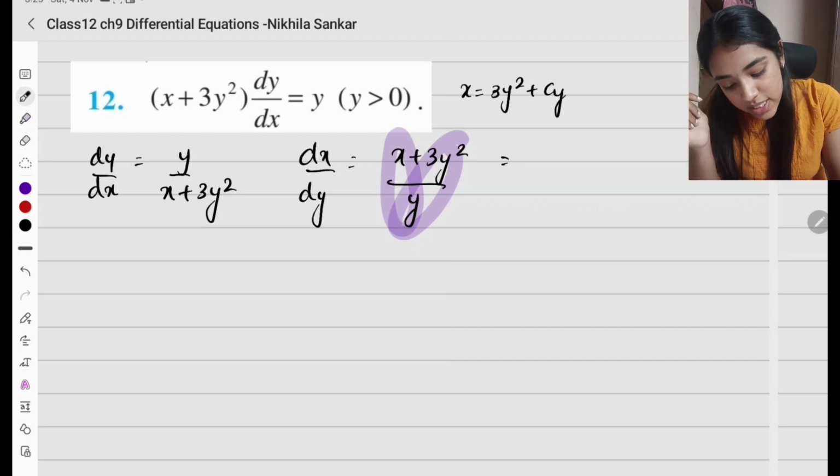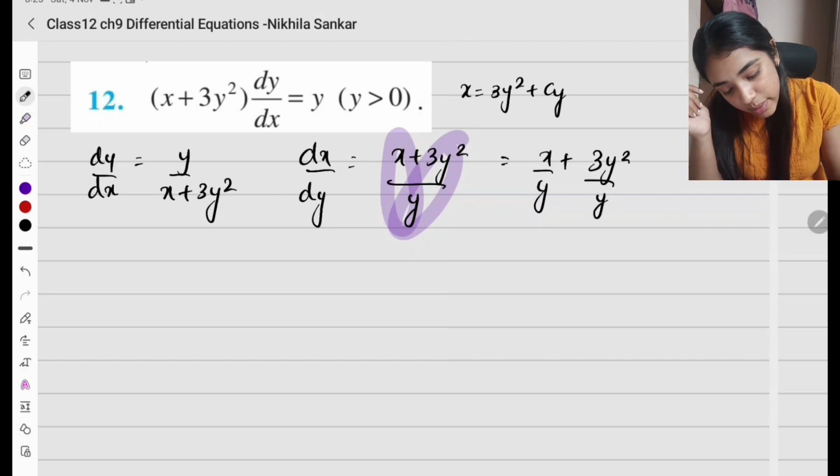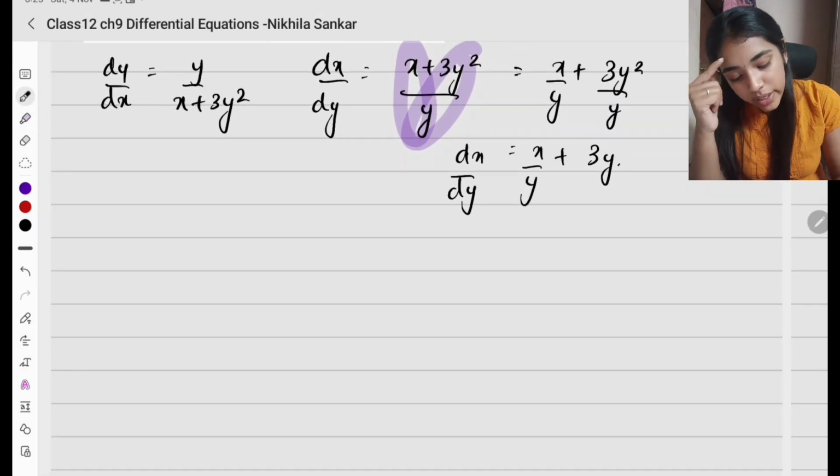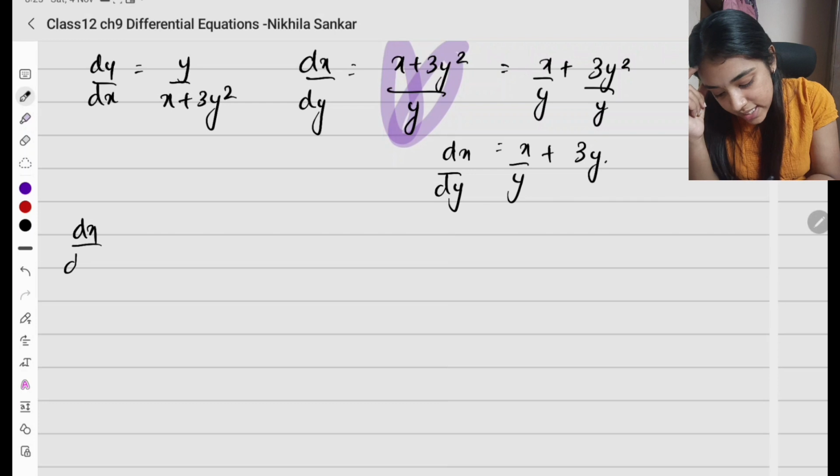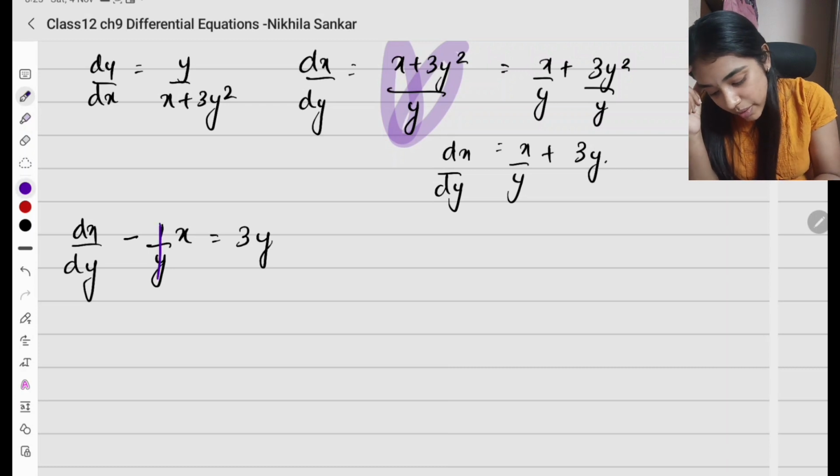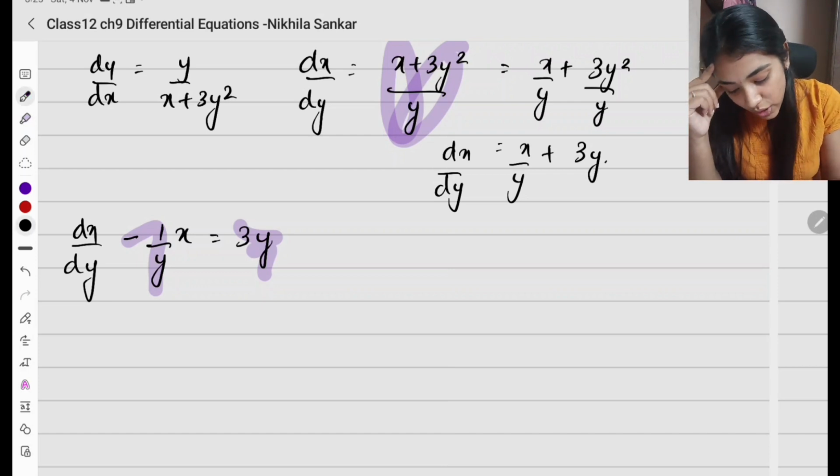Okay? So this is going to be x by y plus 3y square divided by y. So this is x by y plus 3y. This is going to be my dx by dy. What formula do we need? dx by dy minus 1 by y into x equals 3y. So this is going to be my p. Sorry, this is going to be my p and this is going to be my q. Okay, simple. So now p equals minus 1 by y and q equals 3y.